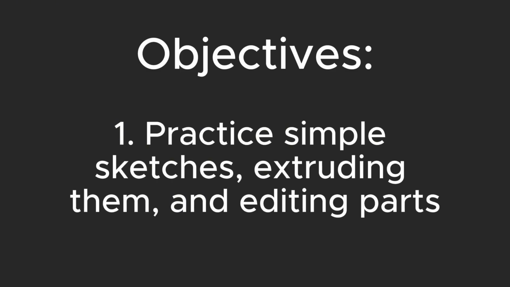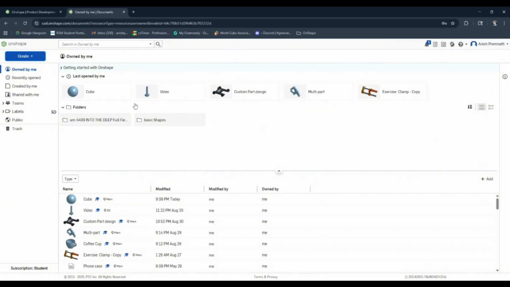Today, we're going to be learning the basics of Onshape. We're going to practice doing simple sketches, extruding those sketches, and editing your parts. Previously, you guys learned about the FTC parts library and why it was important. You learned how to access Rev and Go Build parts in the FTC parts library. Additionally, you also learned how to import these parts into your Onshape file to use for your design.